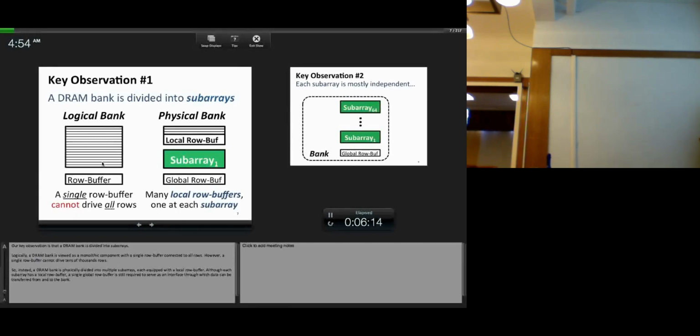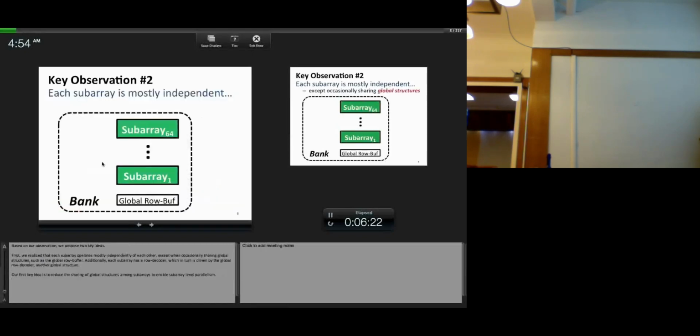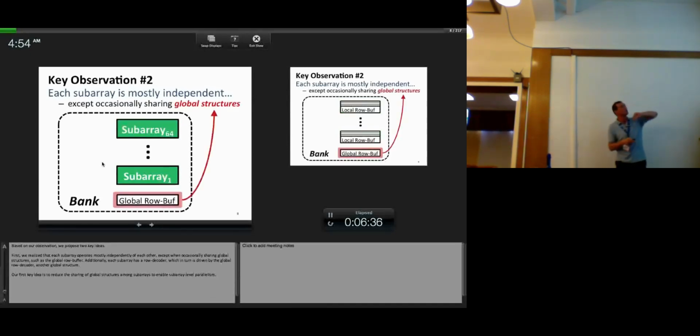So this was an abstraction. Now we're deconstructing the abstraction. So you have lots of these subarrays that each has its own local row buffer. So what can you do with this? Well, each subarray is actually mostly independent. It's not a bank. It's not totally independent, but they're mostly independent, except they occasionally share some global structures.